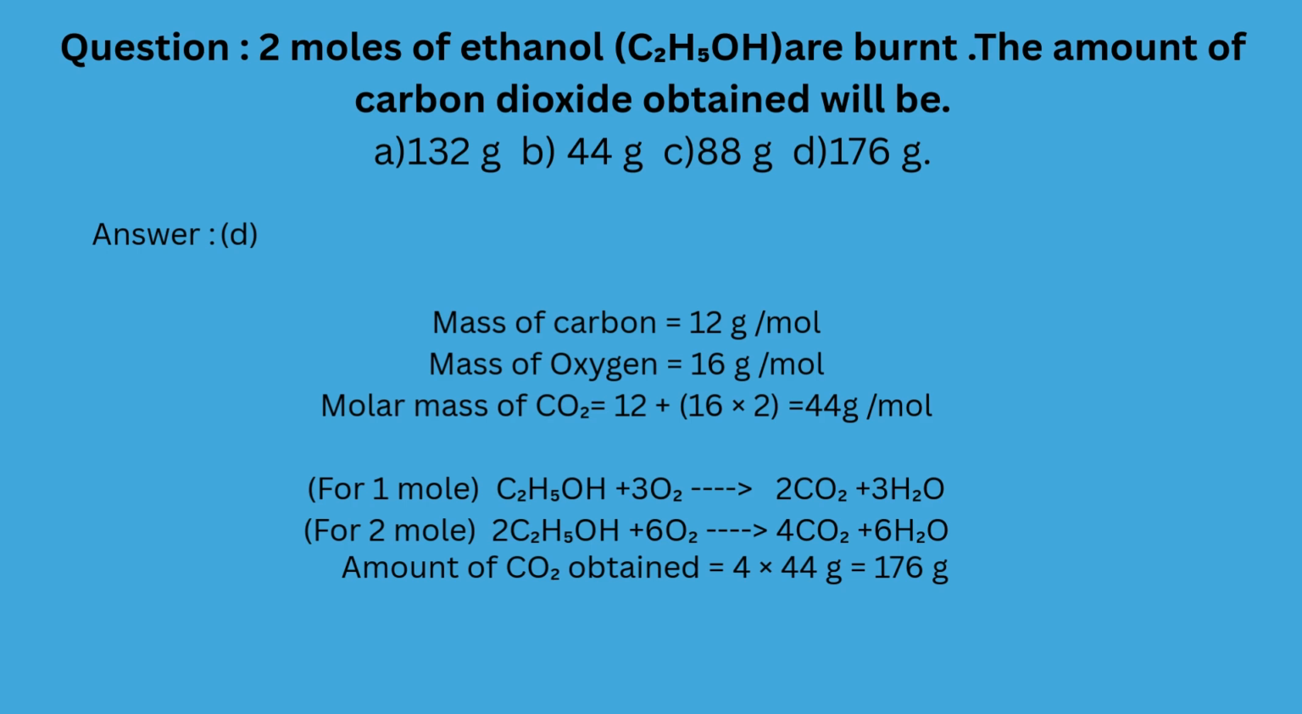Answer. Ethanol is C2H5OH. The mass of carbon is 12 gram per mole. Mass of oxygen is 16 gram per mole, hence molar mass of carbon dioxide, which is CO2, will be 12 plus 32, which is 44 gram per mole. The formula for burning of ethanol is C2H5OH plus 3O2 gives 2CO2 plus 3H2O. So for 2 moles of ethanol the formula will be 2C2H5OH plus 6O2 gives 4CO2 plus 6H2O. So the amount of carbon dioxide obtained will be 4 into 44 gram, which is 176 gram. So the answer is D.